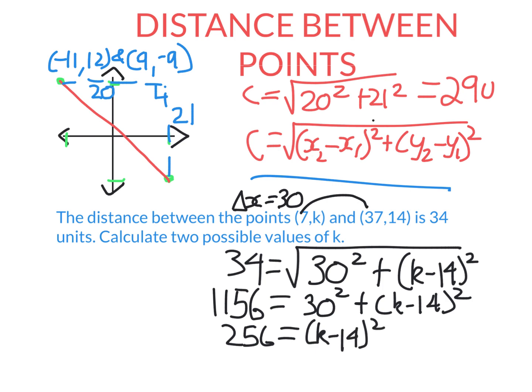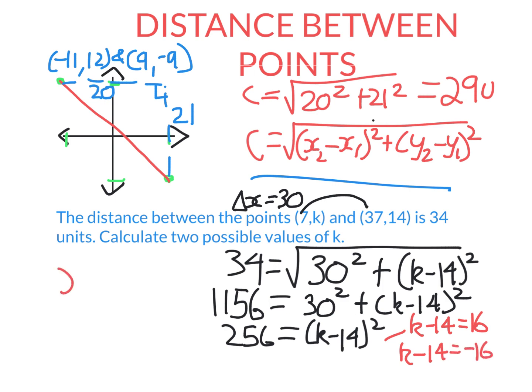Now, we just have to be careful here because you're probably tempted to square root, but you have to take the positive or negative square root. What I mean by that is there are 2 options here. Either k minus 14 can equal 16, because 16 is the square root of 256, but there's the other possibility that k minus 14 equals negative 16.